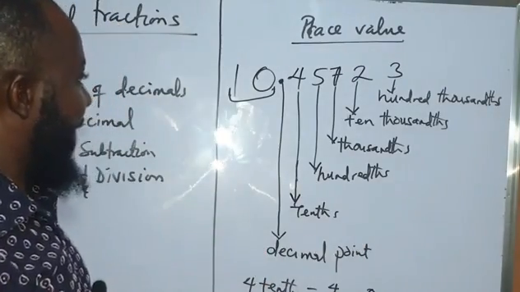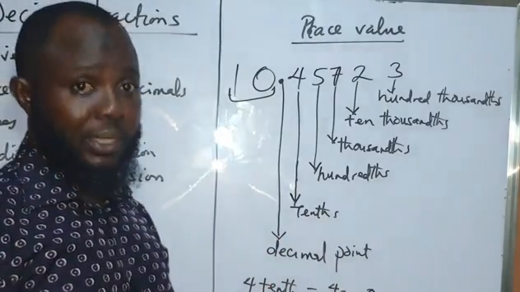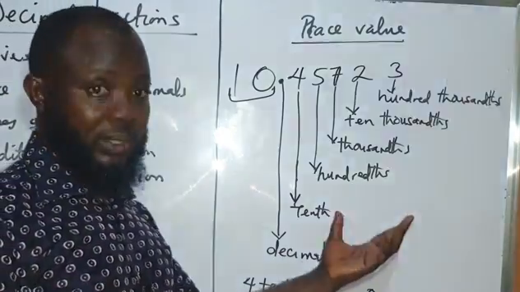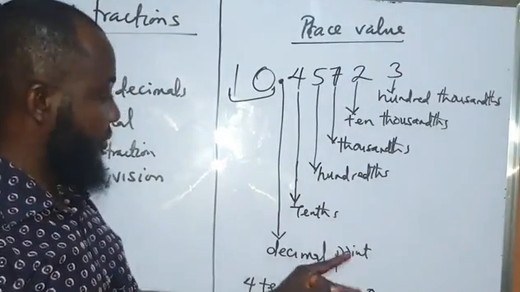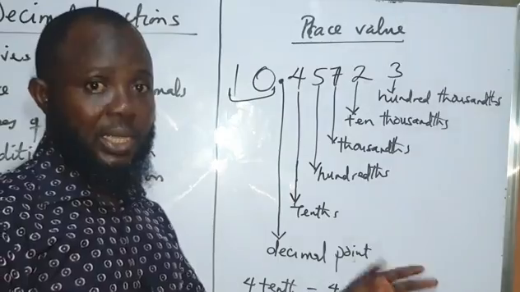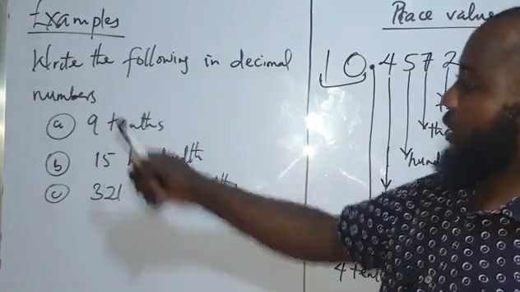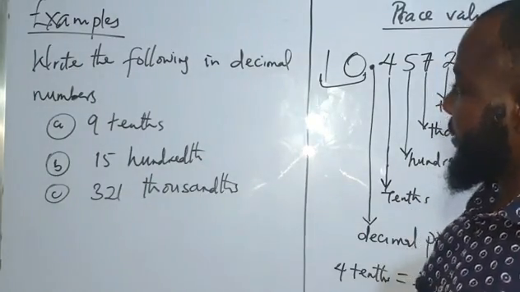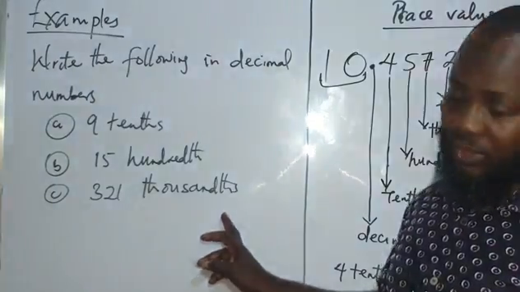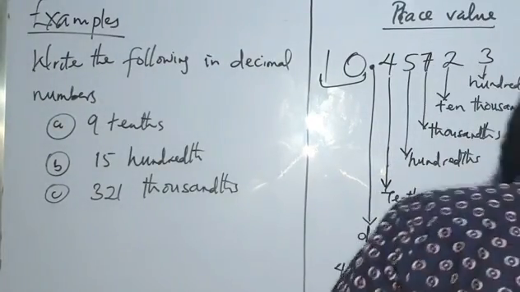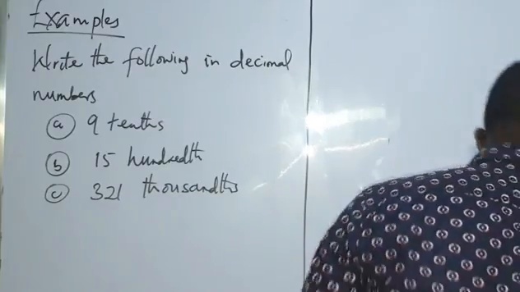And let's now see how we can write some numbers in digits and words together. It's like 4/10, 5/1,000, 3/1,000, and so on. So that's what we want to look at now. Write the following in decimal numbers: 9 tenths, 15 hundredths, 321 thousandths. So how do you write that? It's very straightforward. We're going to write it as a fraction first.